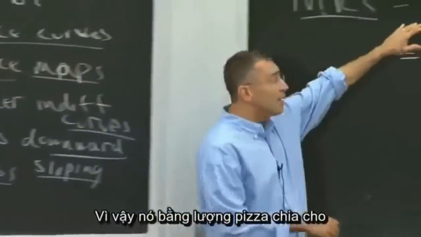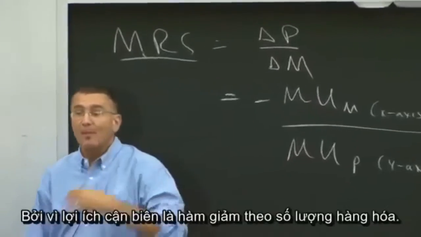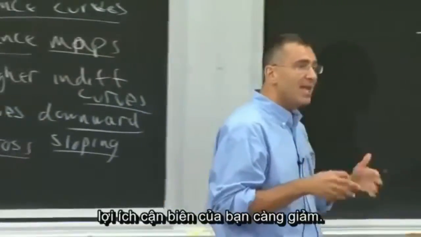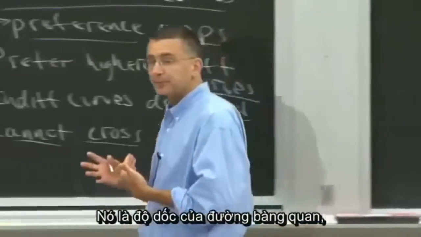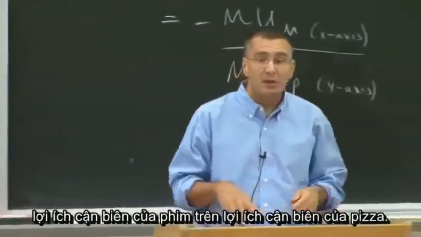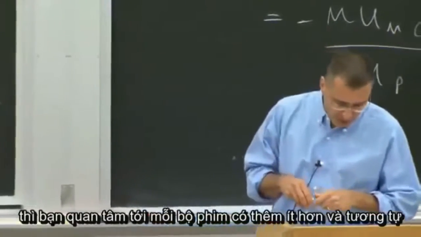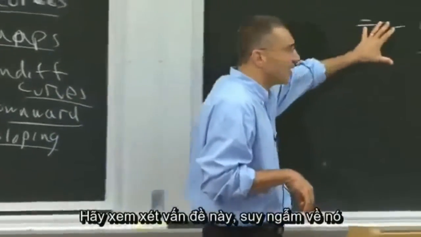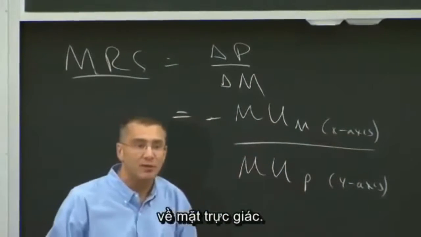So the fact that it's a ratio of the quantity of pizza over the quantity of movies is the same as saying it's the marginal utility of movies over the marginal utility of pizza, because marginal utility is a negative function of quantity. The more quantity you have, the lower is your marginal utility. And that's the key to understand. So it's the slope of the indifference curve, which is the ratio of the marginal utilities, but it's the marginal utility of movies over pizza. Because what that's saying is that as you get more movies, you care less about each additional movie, and ditto with pizzas. So let's just look at this formula and think about it intuitively for a minute. We've seen it graphically, we're seeing it mathematically. Let's make sure we understand it intuitively.